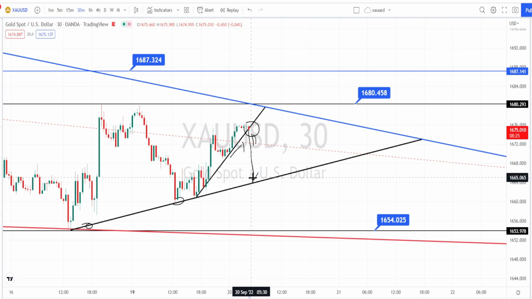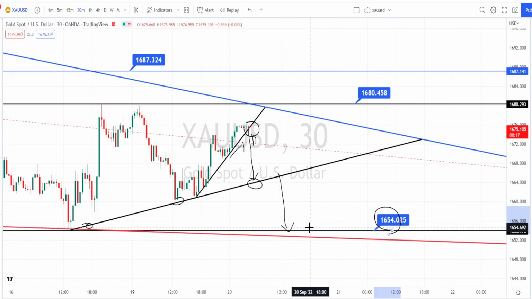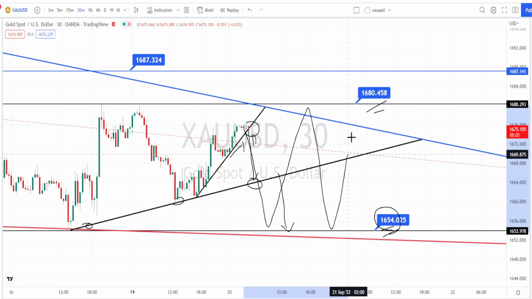And when the price action breaks this support line, next level of support is going to be 1654 from the daily time frame. And as long as the price action is trading between this support line and the resistance line, we can again expect the price action to consolidate within this resistance and support line from the higher time frame.